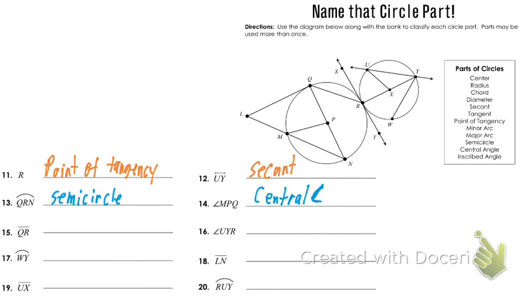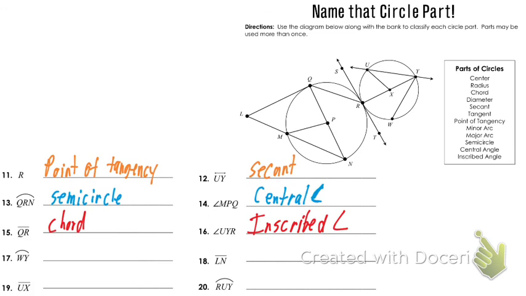15. Segment QR. Dylan. That's just a chord. That is a chord. Okay. Angle UYR. I really struggle saying that. Angle UYR. Elizabeth. Inscribed angle is correct. Is that because it's on the circle? Yep, it's because the vertex is on the circle. All 3 points are on the circle.